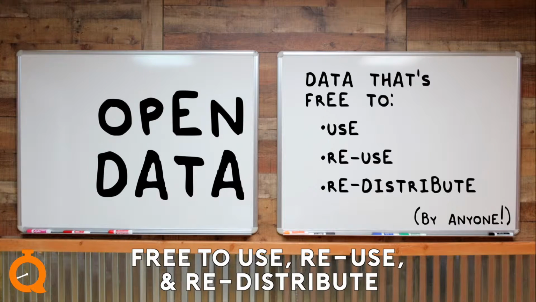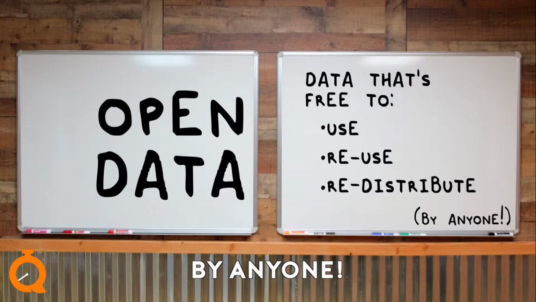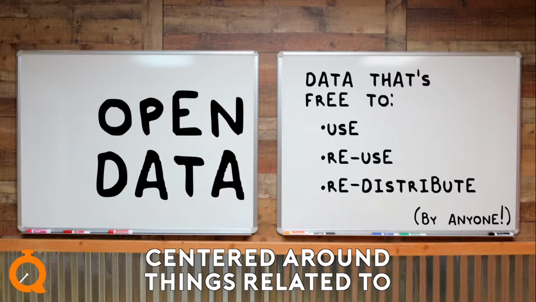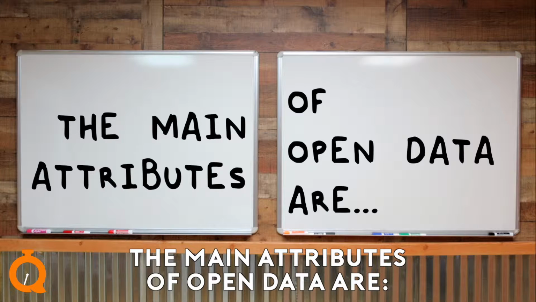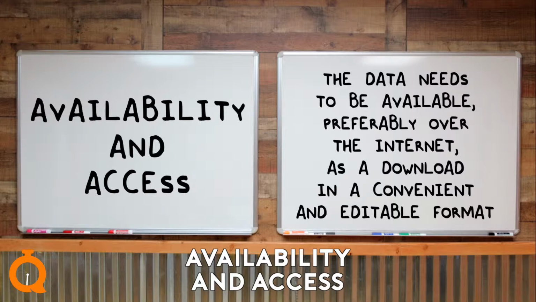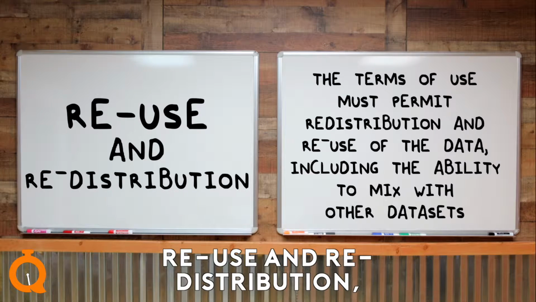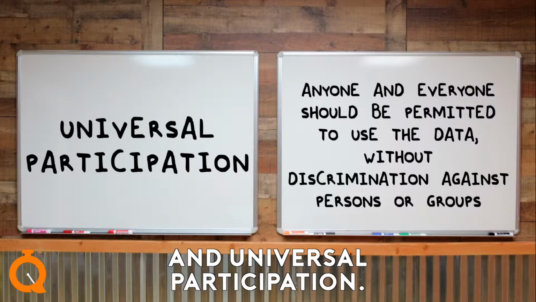Open data is data that is free to use, reuse, and redistribute by anyone. In this case, it's mainly centered around things related to the city, from bike paths to crime incidents. The main attributes of open data are availability and access, reuse and redistribution, and universal participation.